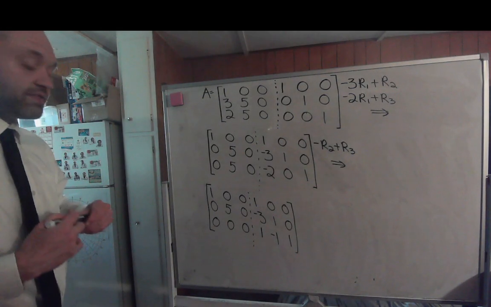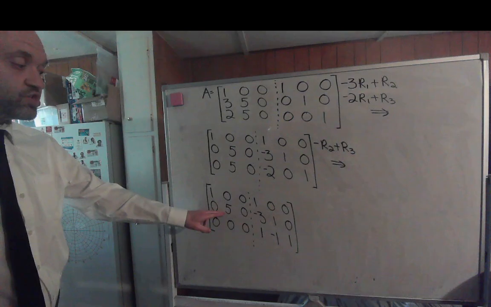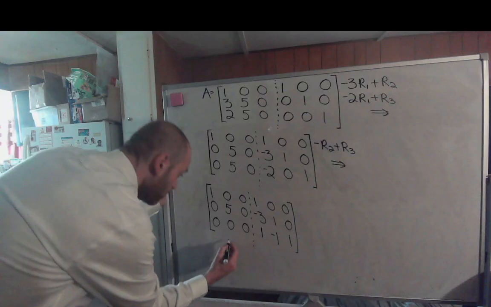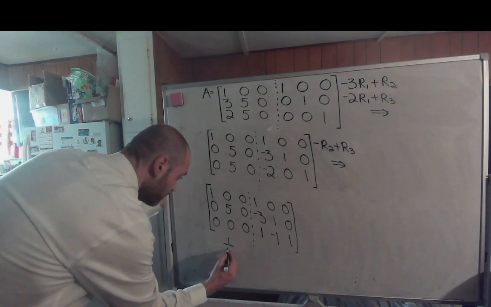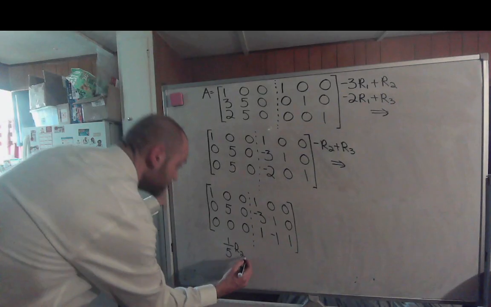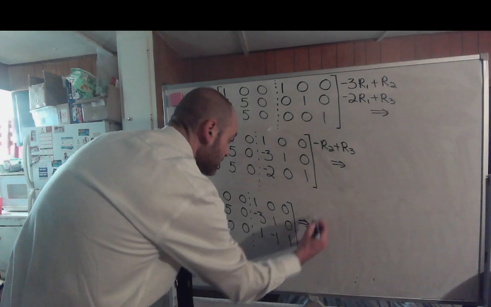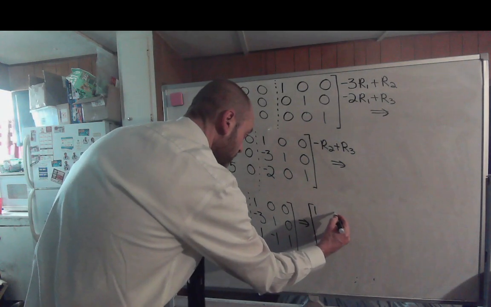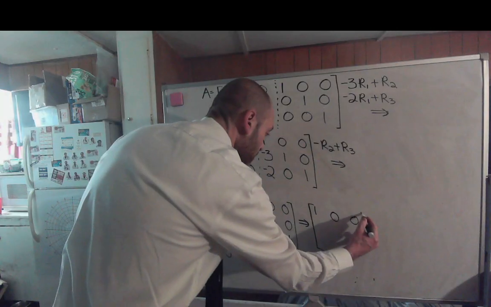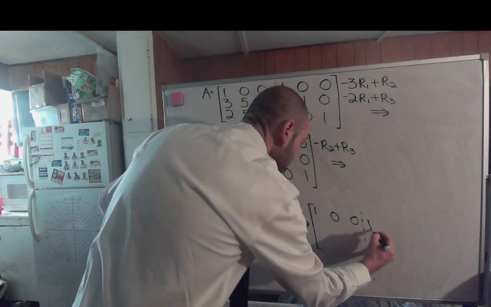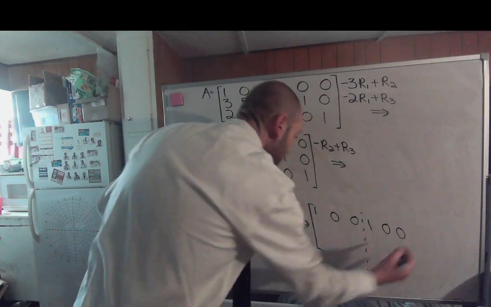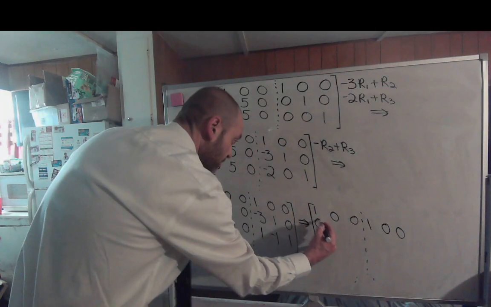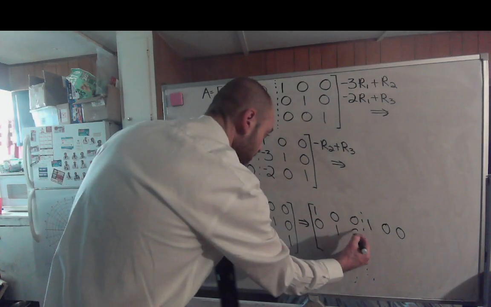The only thing left to do now is make that leading digit in row 2 a 1. Well, we just simply got to take 1/5 of row 2. Let's go ahead and take 1/5 of row 2. Let's see what we get when we do that. So row 1's good to go. We can leave that one alone. 1, 0, 0. 1, 0, 0. And then 1/5 of row 2, so you'll have 0, 1, 0.